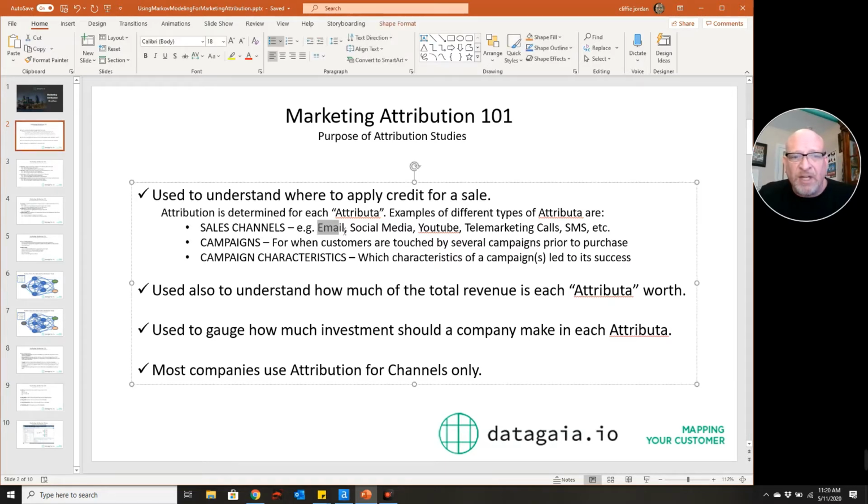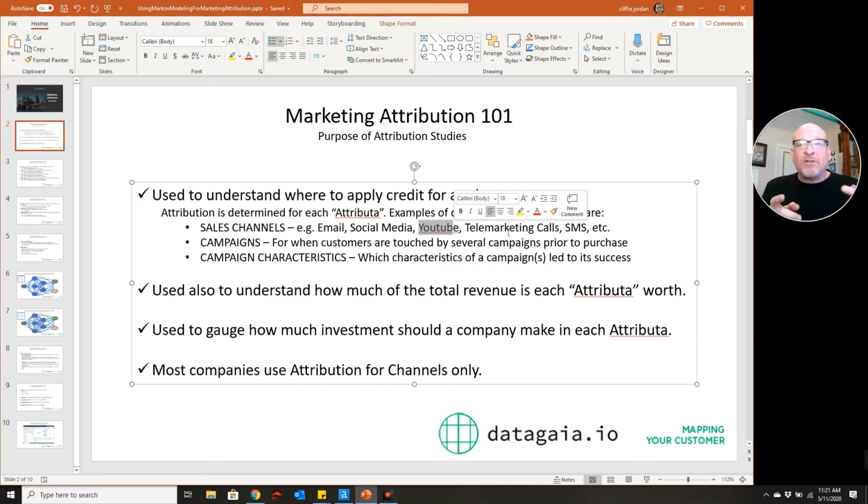So let's say you've got several channels, and I've got a list here. Here's some, like if you got email, social media, YouTube, telemarketing, SMS. And let's say these are the channels that you're using, and you've got 100,000 purchases for $500,000 or euros. And the question is for you, what percentage of that 100,000 purchases and 500,000 euros is my email responsible for? What percentage of all that is my social media channel marketing responsible for? YouTube, etc.